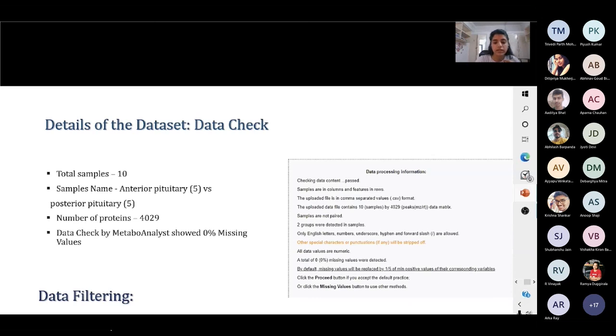data checking. The data set given to me contained the anterior and posterior protein samples. There were a total of 10 samples, 5 of anterior pituitary and 5 of posterior pituitary. The total number of proteins was 4029, and it contained 0% missing values. Data filtering was done to identify and remove the variables that are not useful when modeling the data. So an IQR filter was also applied to it.